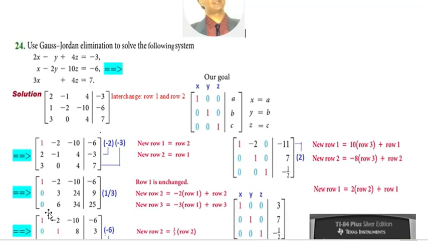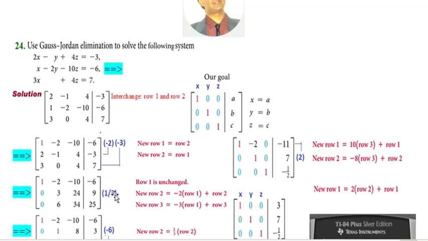Then turn this to 0. Minus 3 times 1 is minus 3, minus 3 plus 3 is 0. Minus 3 times minus 2 is 6, 6 plus 0 is 6. Minus 3 times minus 10 is 30, 30 plus 4 is 34. Minus 3 times minus 6 is 18, 18 plus 7 is 25. Then you have 1, 0, 0. Then you need to turn this to 1.